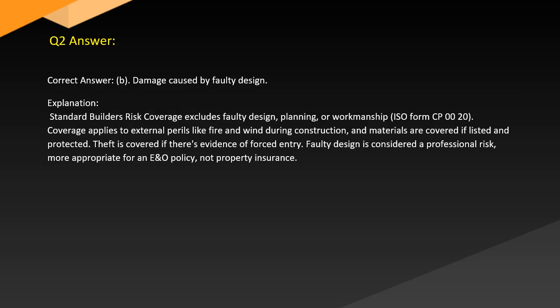Answer. Correct answer B. Damage caused by faulty design. Explanation. Standard builder's risk coverage excludes faulty design, planning, or workmanship. ISO Form CP 00 20. Coverage applies to external perils like fire and wind during construction, and materials are covered if listed and protected. Theft is covered if there's evidence of forced entry. Faulty design is considered a professional risk, more appropriate for an E&O policy, not property insurance.